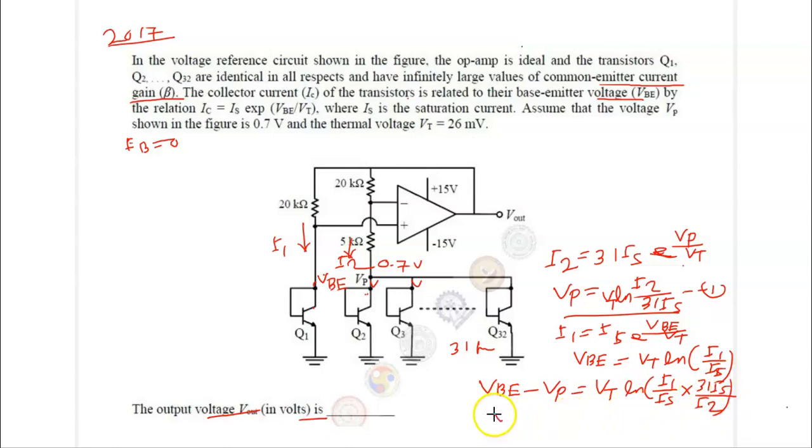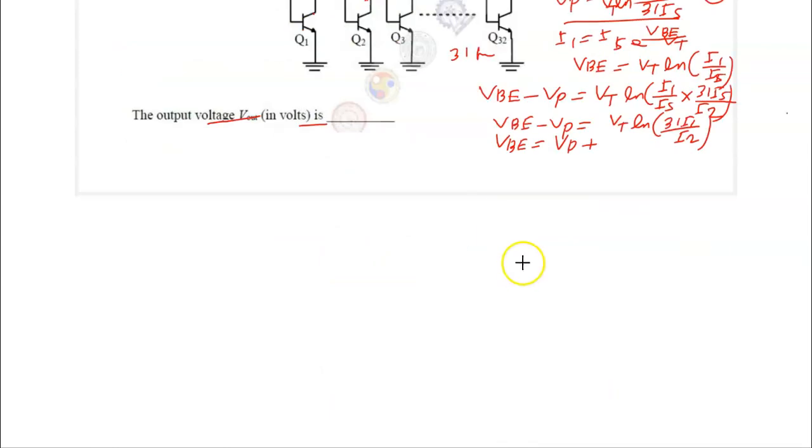So you have VBE minus VP is equal to VT ln 31 I1 upon I2, or VBE is equal to VP plus VT log of 31 I1 upon I2.